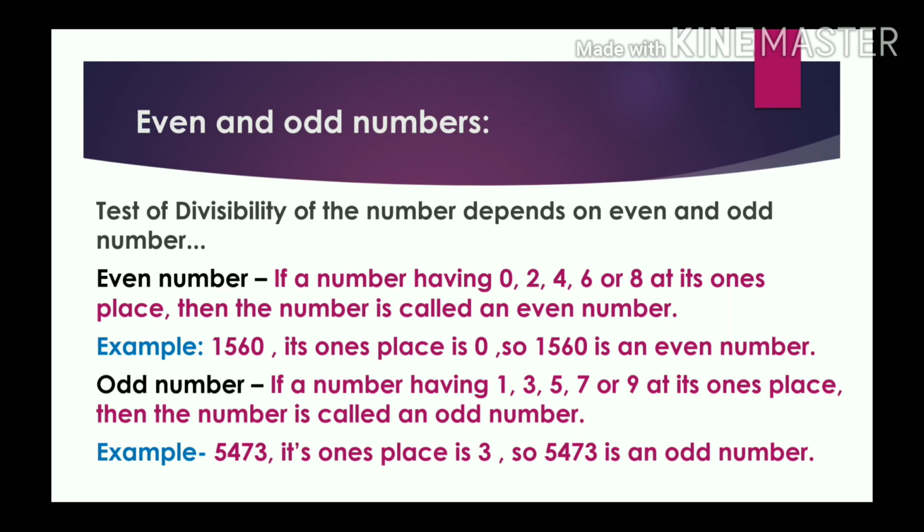Now what is an odd number? If a number has 1, 3, 5, 7 or 9 in its ones place, then the number is called an odd number. For example, 5473. In this number its ones place is 3. So 5473 is an odd number.